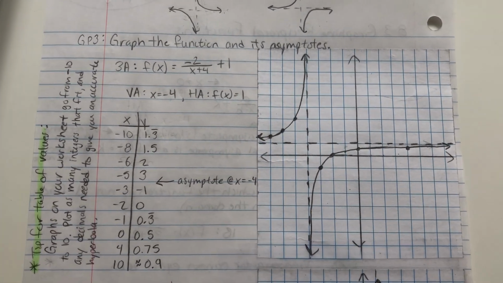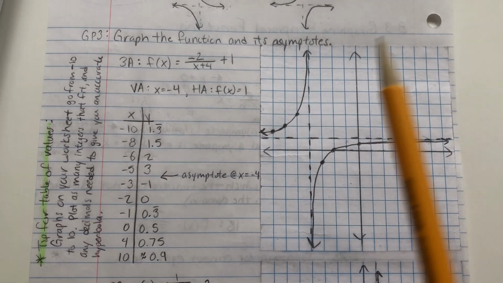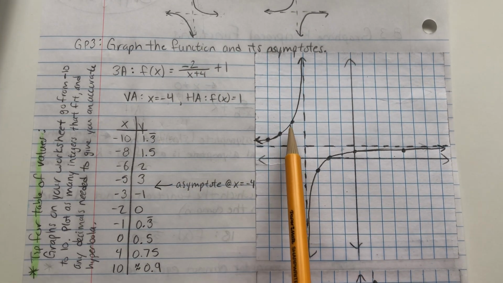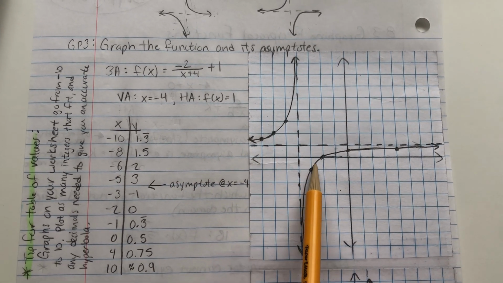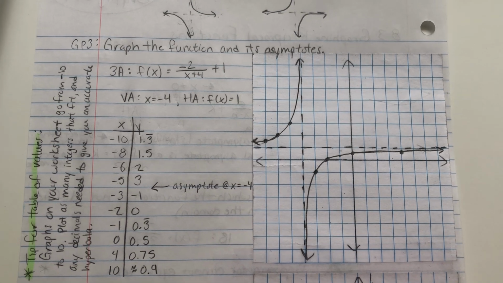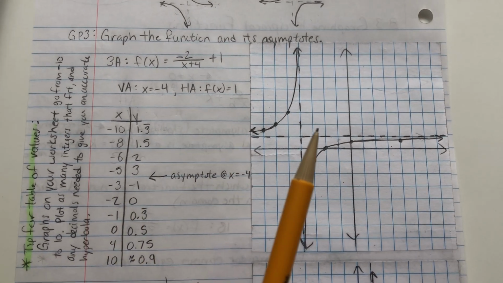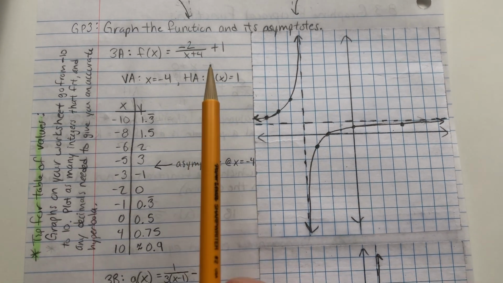So here's a better visual for you with guided practice 3 part A. Notice our A value is negative, so that's why our branches are on the top left and bottom right. And if you don't have that memorized while you're working through this, it's okay. If you do your table of values correctly, it'll fall into place.